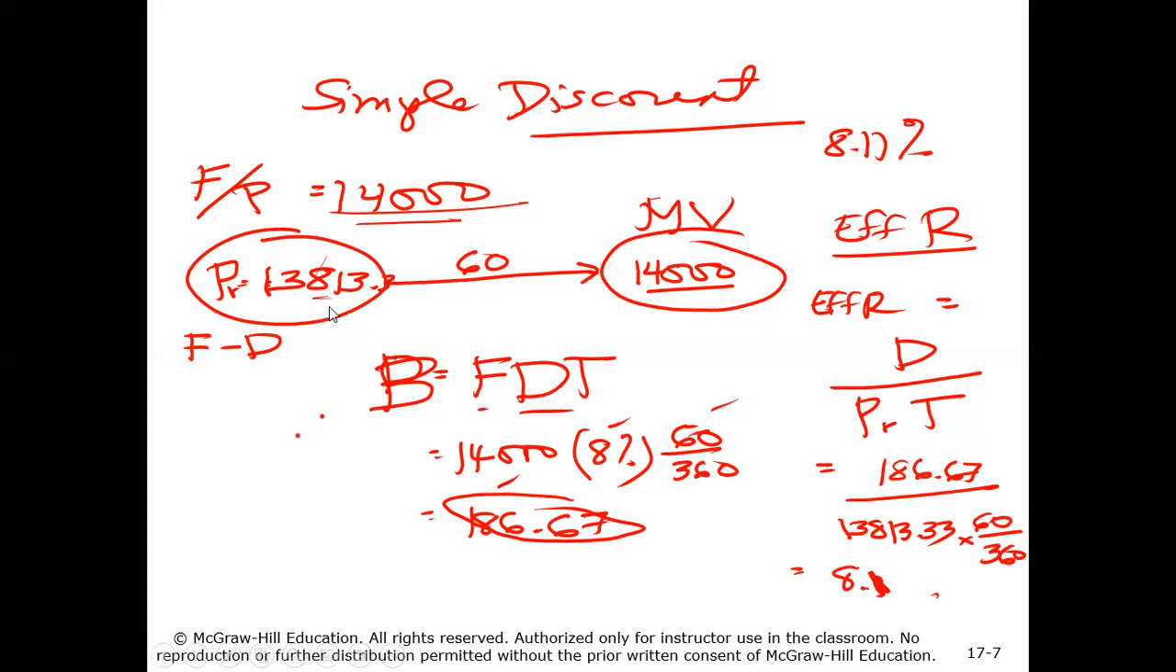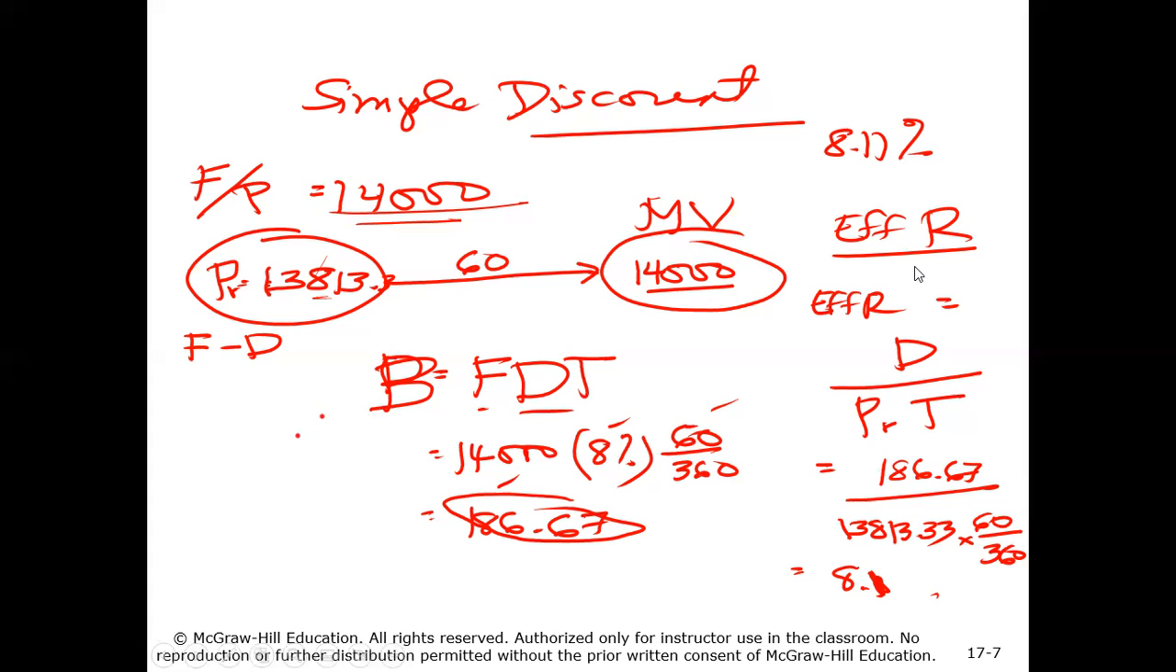Okay. So once we have computed for the proceeds, you know already the discount, you know the proceeds, and of course you know the time. It's given 60 over 360. So you can now substitute the discount, 186.67, divided by the proceeds, which is 13,813.33, and then multiply the proceeds by 60 over 360. That's the time, 60 days, correct? And then if you compute for this, you get 8.11%. So that's how we got the effective rate.